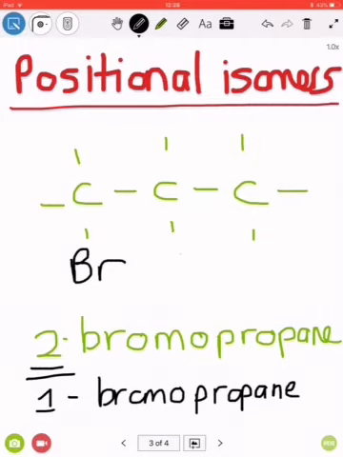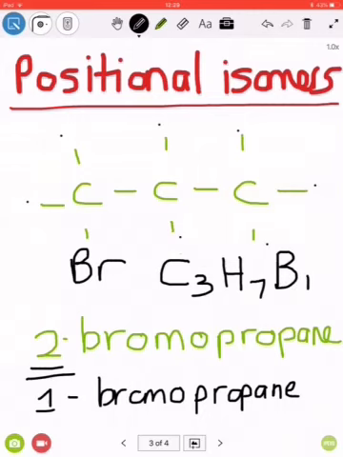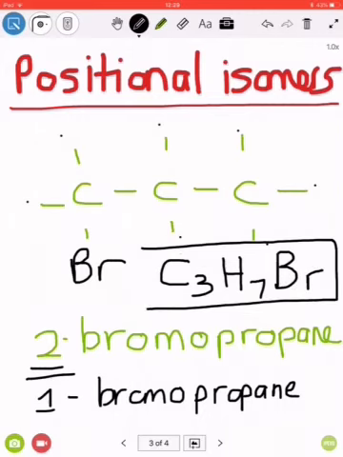But both of these molecules will have a molecular formula of C3. If you count the hydrogens, it must be double the amount of carbons, remember, plus 2. So 6 plus 2 is 8, but then one of their places is stolen by the bromine. Or you can just count 1, 2, 3, 4, 5, 6, 7 hydrogens. So C3H7Br would be the molecular formula for both of them, but these will be the structural formula names, and the names must be different.